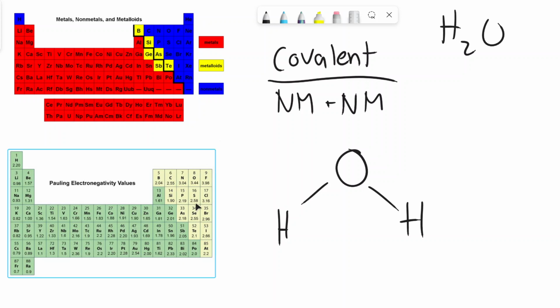Now, this is because as you go up the periodic table, it's a bit complicated, but there are fewer electron shells. That means those electrons will be closer to the protons, and there will be a very strong attraction between those two.